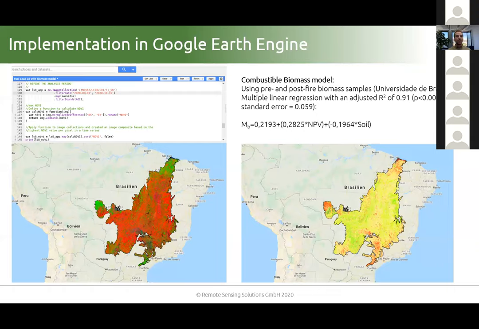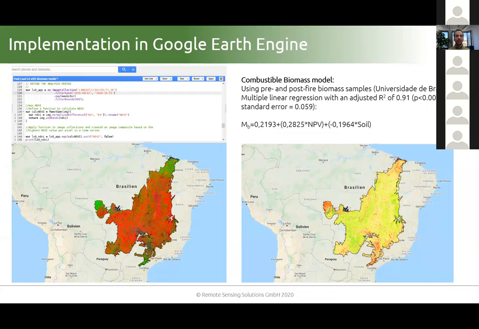So a first step to do so is to allow a large scale mapping of the fuel loads. Our colleagues from ICMBio and also IBAMA translated that approach into the Google Earth Engine in order to provide the fuel load maps for much larger areas and much faster to the protected area managers. So that was a great first step for this large scale mapping.